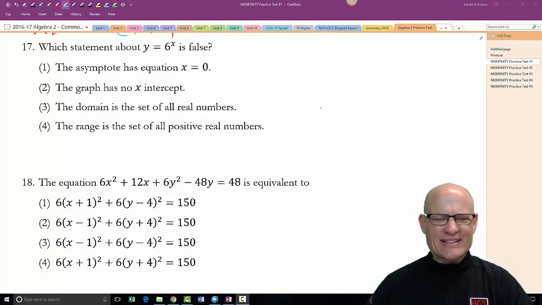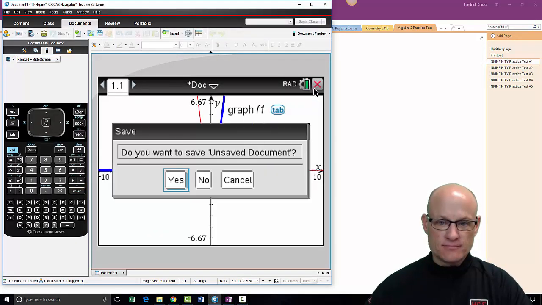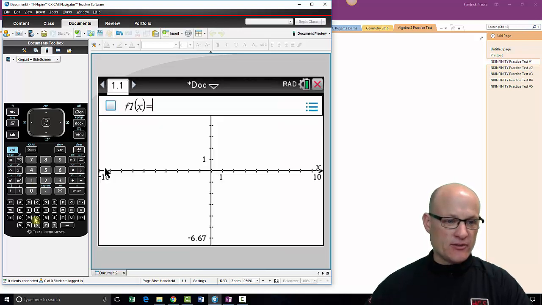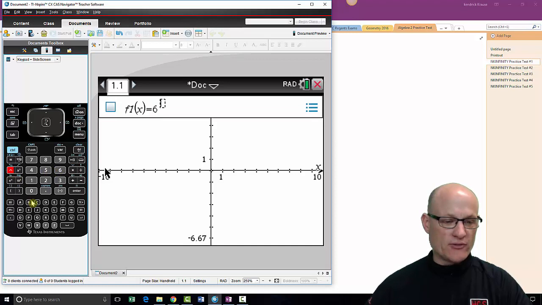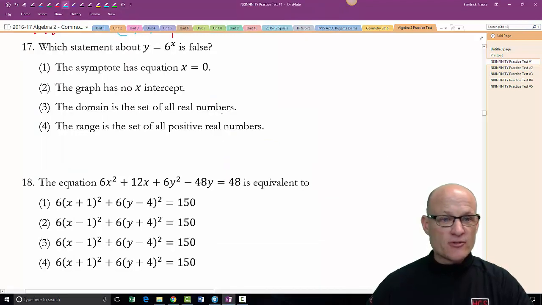Well, again, here's one that's got to be graphed if I want to, but I'm just going to show you what the graph would look like. If I go to my calculator and I type in 6 raised to the x, you're going to see an exponential growth graph. Notice it's going right through this point right here. That point is 0, 1.